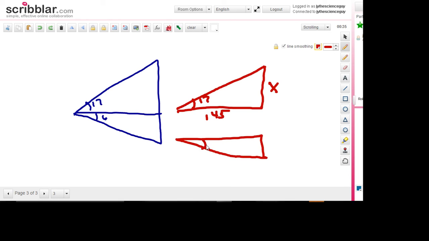How many degrees there? 6. What's this side? 145. What side am I looking for? The opposite. Well, I'll put opposite there. If I want to know the total height of this triangle, what do I do to this number and this number? Add them. So you have to do it as two separate problems. What trig function am I going to use for this one?